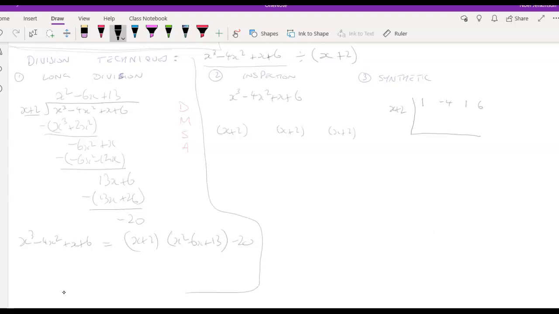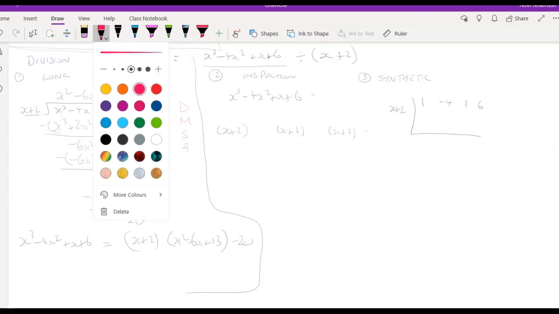That's technique 1. You might like to pause the video and take that down, make sure you understand it. Restarting the video, we're now going to do it by inspection. This is how I set up a by inspection. I put the dividend there, I put the divisor there 3 times, assuming I'm going to have 3 brackets. I'm going to do it with a different colour so you can see how it works.